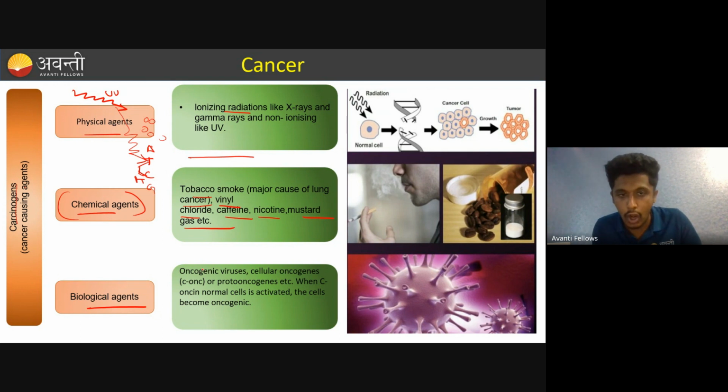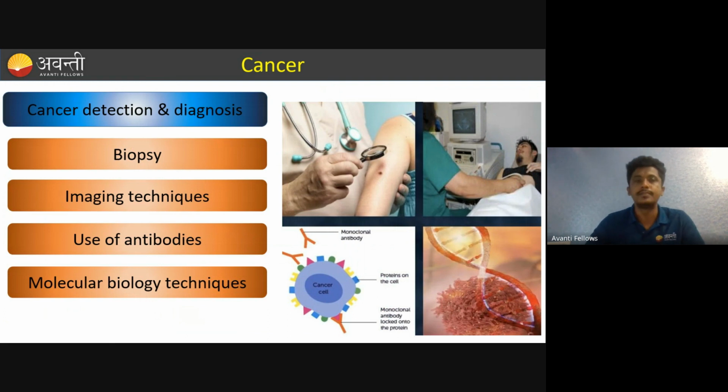Biological agents are oncogenic viruses, cellular oncogenes called c-onc, and proto-oncogenes. Some of the cells activated by these oncogenic viruses will cause you tumors or tumor-like conditions. So these are called carcinogenic substances, or cancer-causing agents.